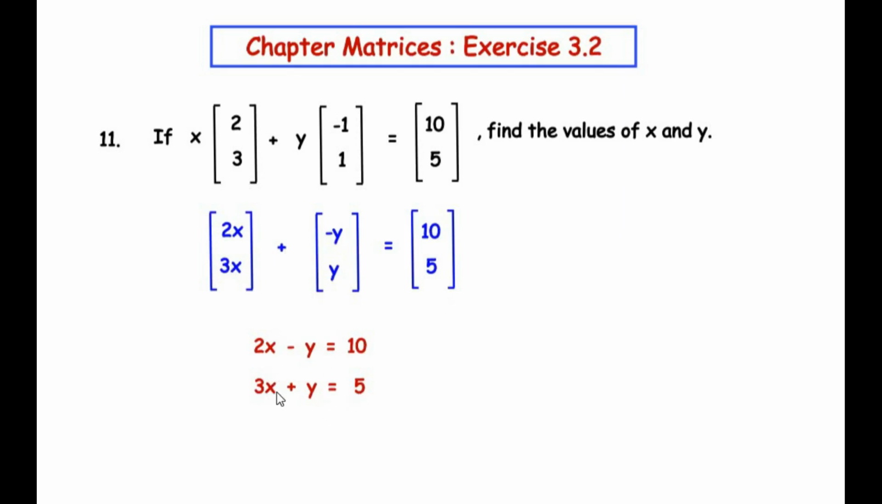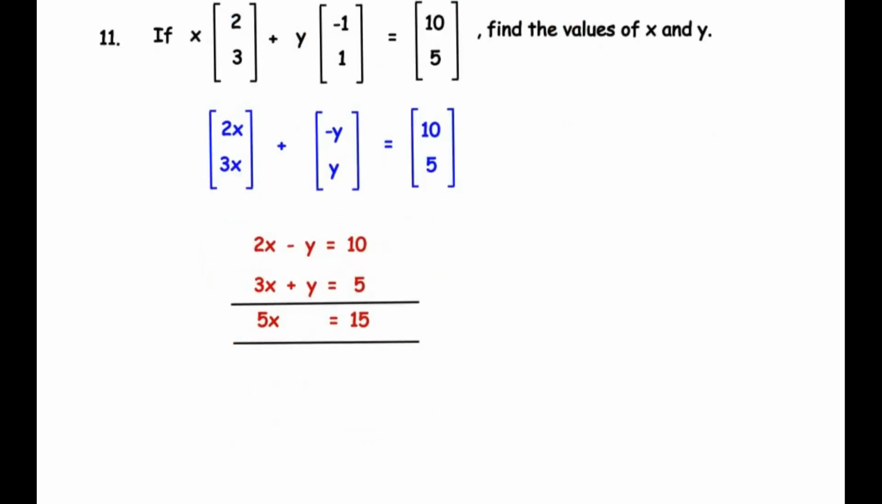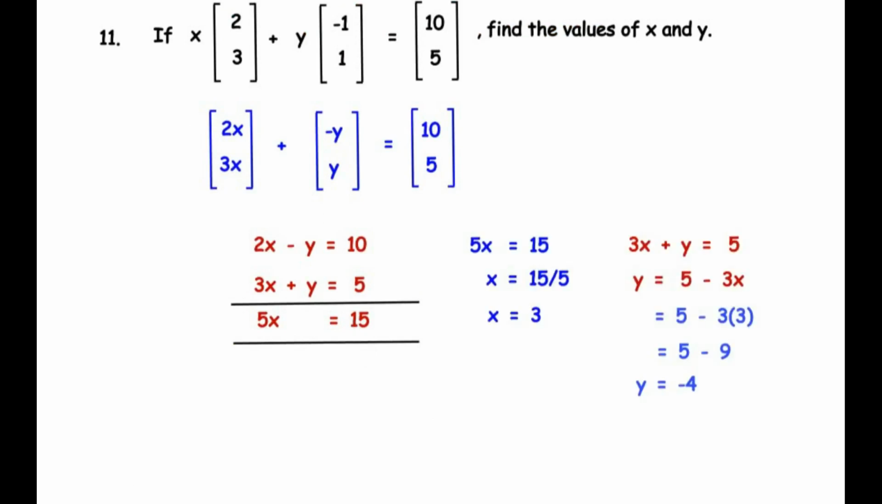Now let us add these two equations. So 2x plus 3x gives us 5x, minus y plus y will add to give us 0, is equal to 10 plus 5 is 15. Now since we have got 5x equal to 15, we get the value of x as x is equal to 15 divided by 5, or the value of x is going to be 3.